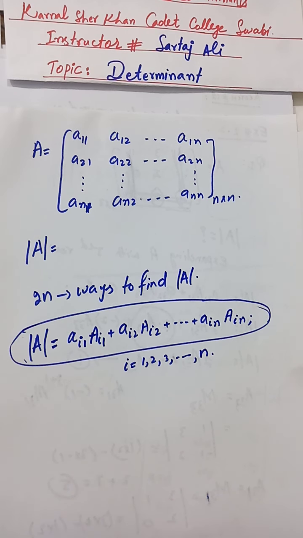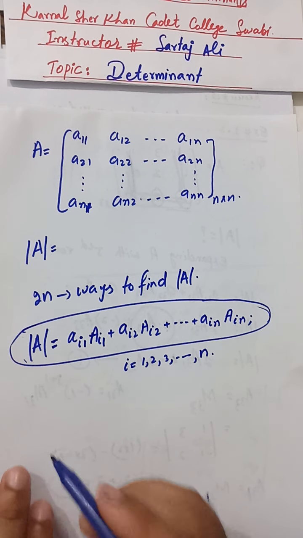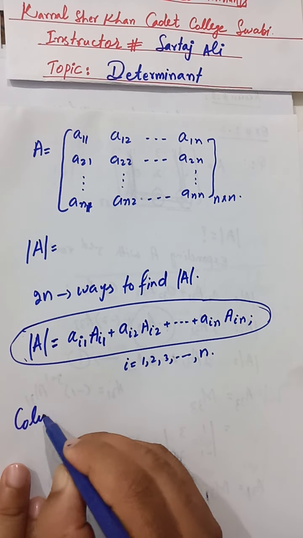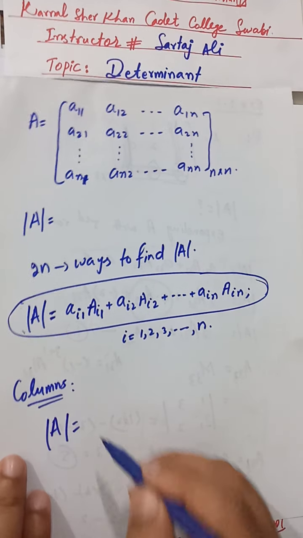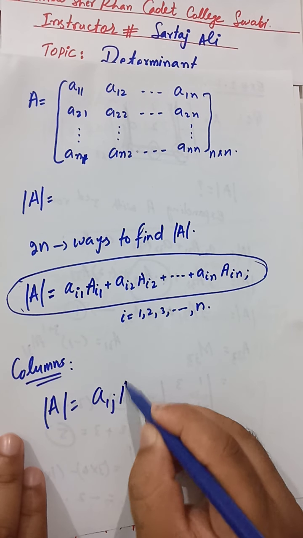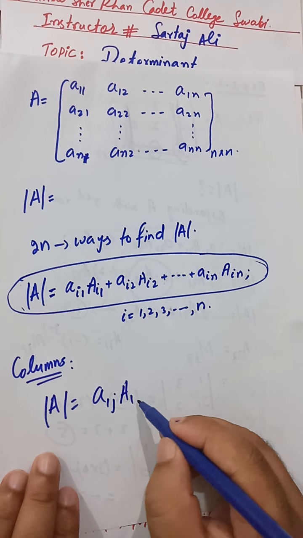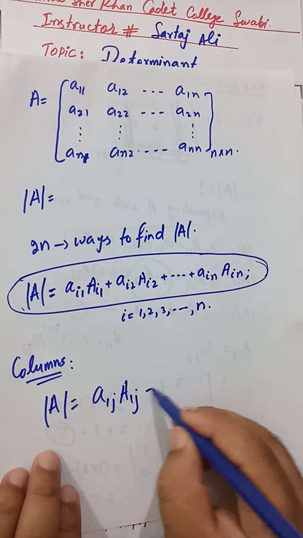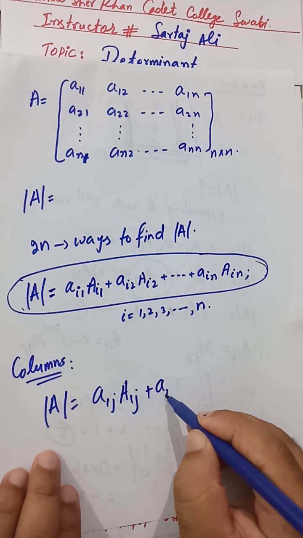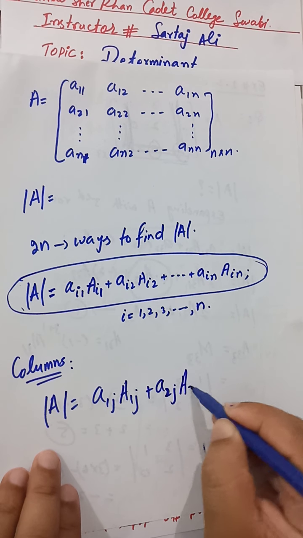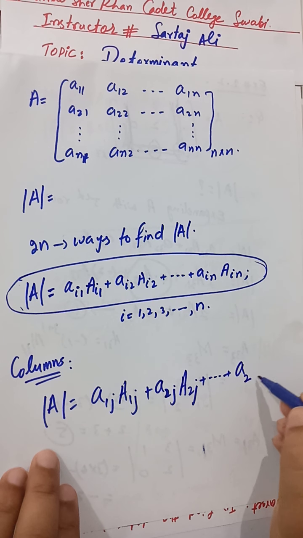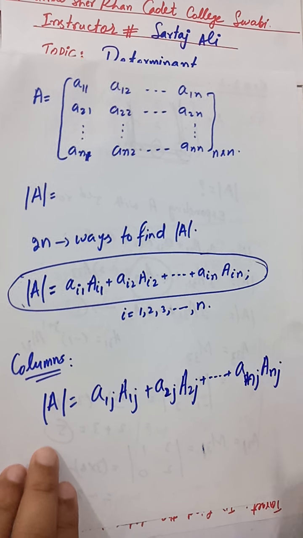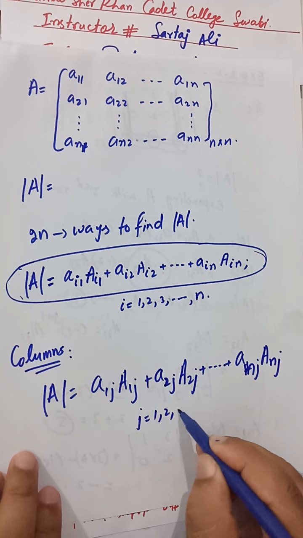And when you are interested in finding the determinant with the help of columns, with the help of any column, the formula in general will be small a1j, capital A1j, plus small a2j, capital A2j, plus and so on up to small anj, capital Anj, and j runs from 1 up to n.